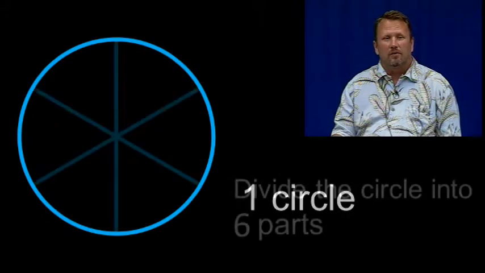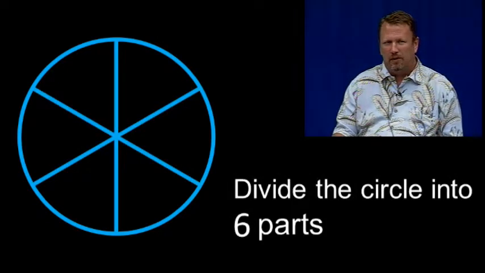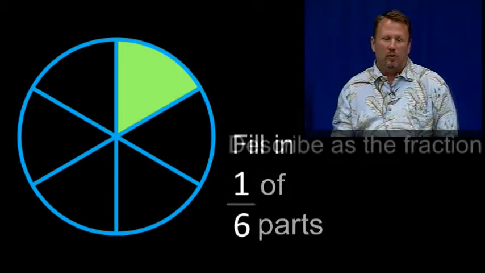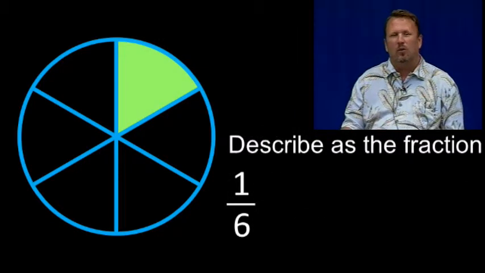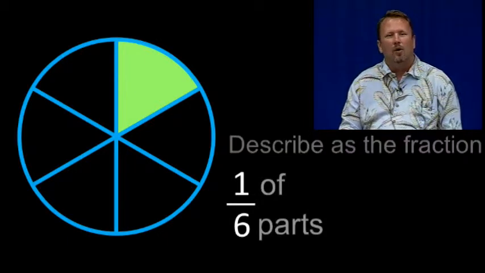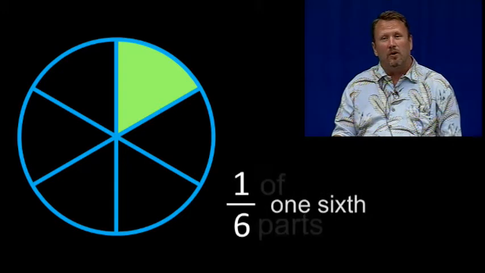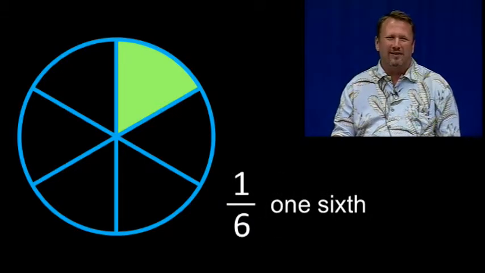Let's take our circle and divide it into 6 parts. If we fill in one of 6 parts of the circle, we can describe that as a fraction 1 over 6, which means 1 of 6 parts. Here's the fraction 1 over 6, and we call this 1/6.